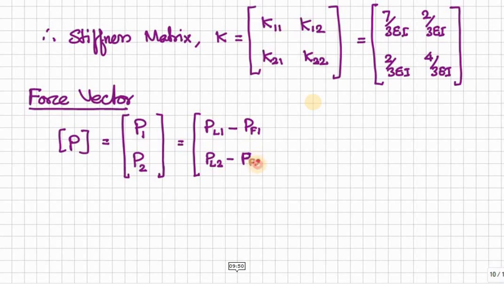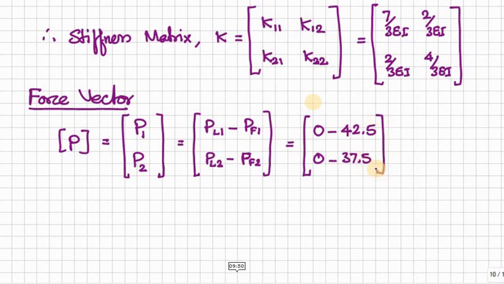So in this problem, there is no moment acting along degree of freedom 1 and 2. Therefore, PL1 is equal to 0, PL2 is equal to 0. But we have PF1, which is equal to plus 42.5. Similarly, PF2 is equal to plus 37.5. Therefore, the force vector P is equal to minus 42.5, minus 37.5.